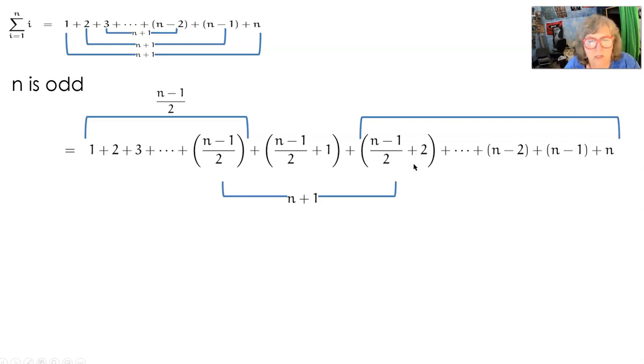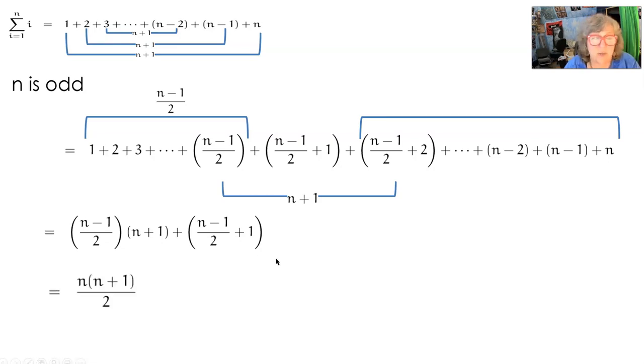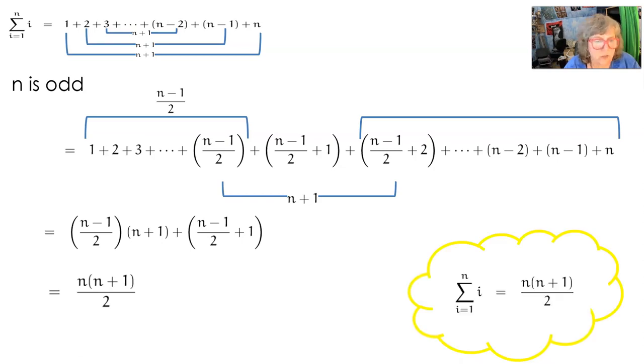So if I'm going to add all this stuff up, I have n minus 1 over 2 times n plus 1, because that's all the pairs I have along the side. And then I have to add the middle term in. So there's all that, and there's the middle term. Now if I do some algebra manipulation, that simplifies to n times n plus 1 over 2. So whether n is odd or even, we will get this formula. So the summation as i goes from 1 to n of i is n times n plus 1 over 2.